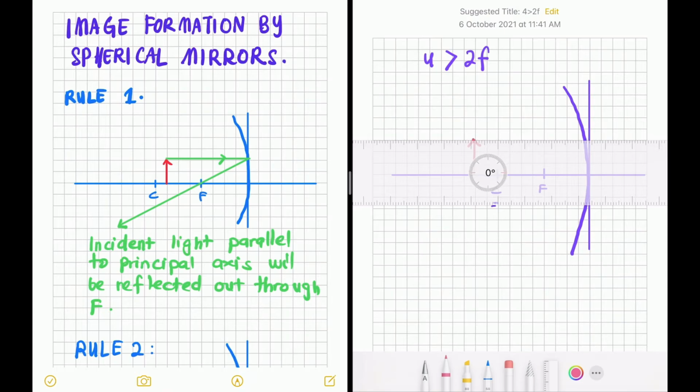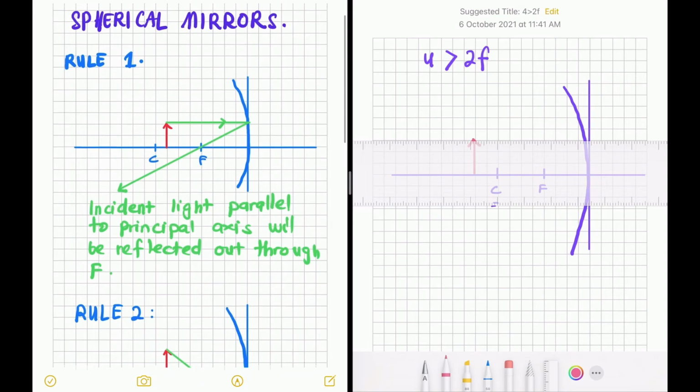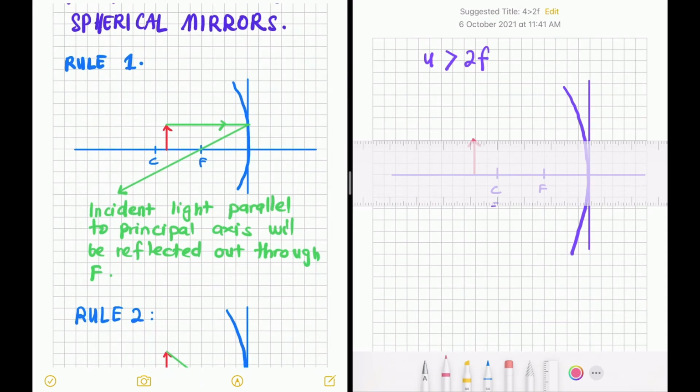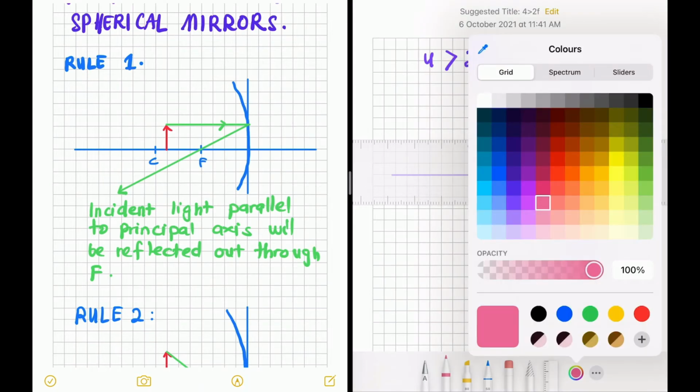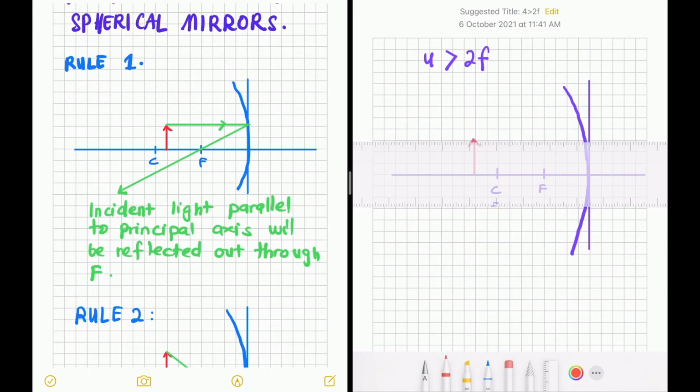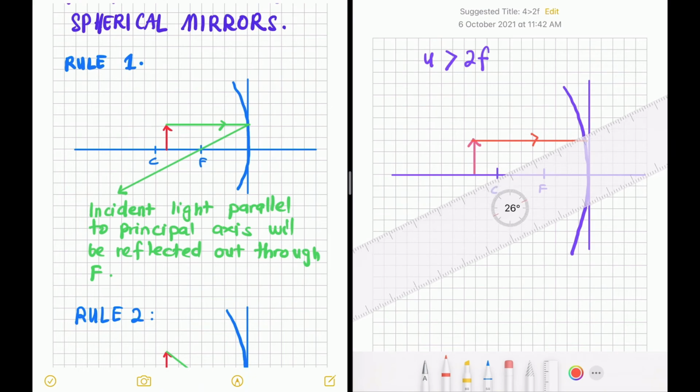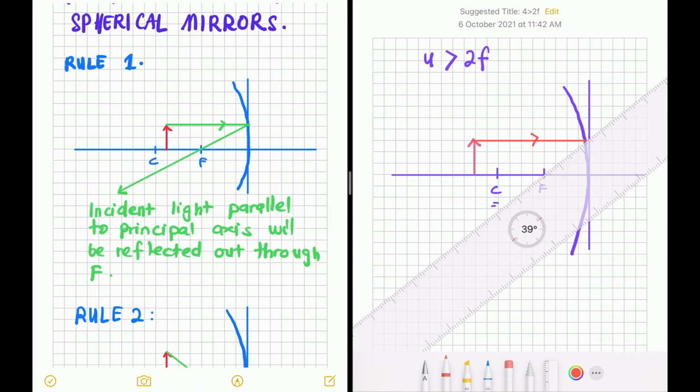We will use at least 2 of these 3 rules. I will use rule number 1: when an incident ray is parallel to the principal axis, it will be reflected out through F. So this will be the first line. Okay, so we have an incident ray which is parallel to the principal axis, so this ray will be reflected out from the mirror through F.